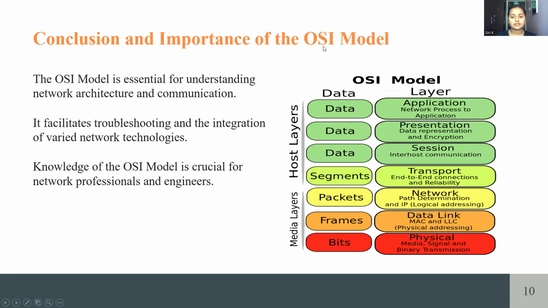Conclusion and importance of the OSI model. The OSI model is essential for understanding network architecture and communication. It facilitates troubleshooting and the integration of varied network technologies. Knowledge of the OSI model is crucial for network professionals and engineers. The data units are: transport is segments, network is packets, data link is frames, and physical is bits. These are the media layers, and these are the host layers.